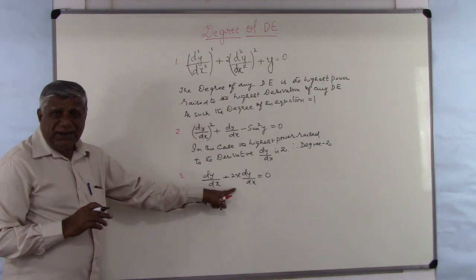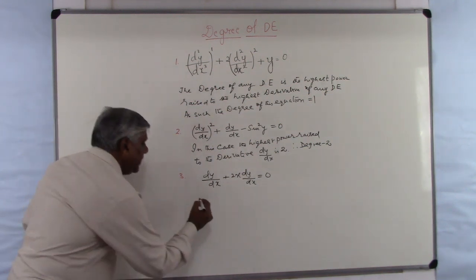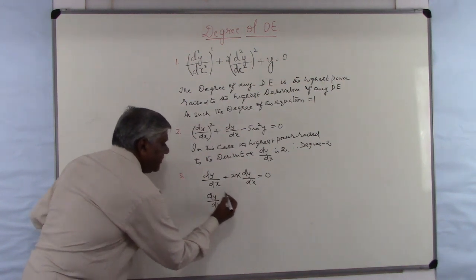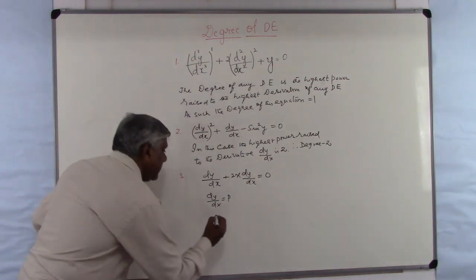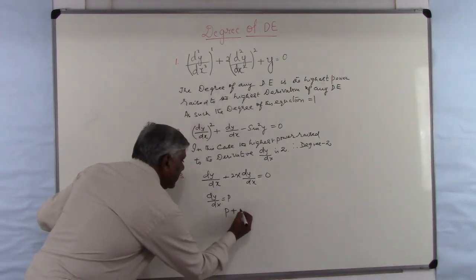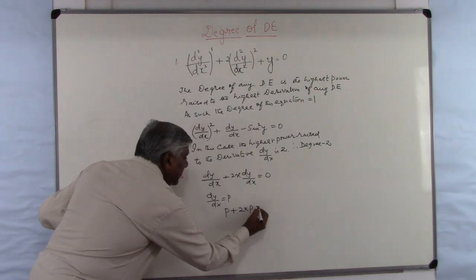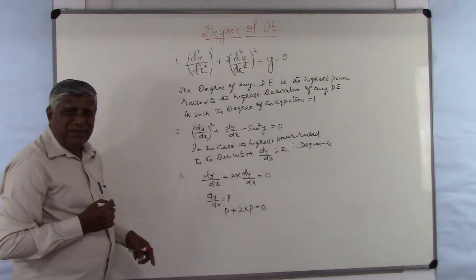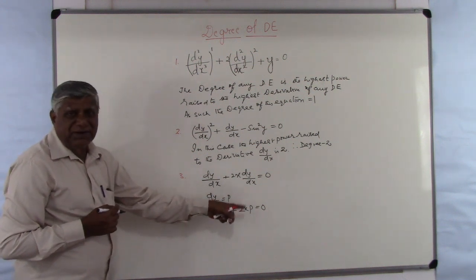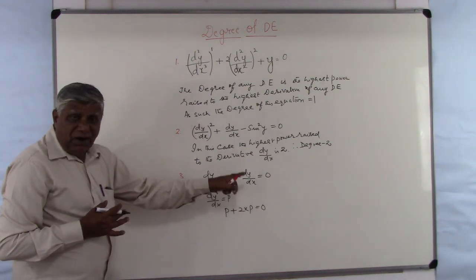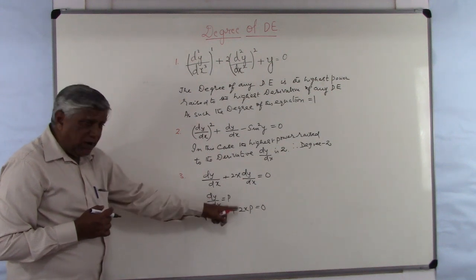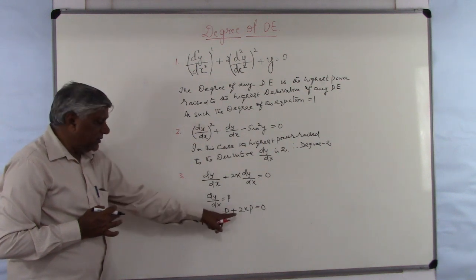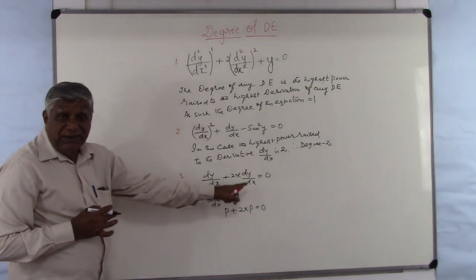We cannot write the degree because suppose if I put dy by dx is equal to p, what happens here? p plus 2xp will be equal to 0. So it is not a differential equation at all. We cannot write either order or degree. That is, this is not a valid differential equation.